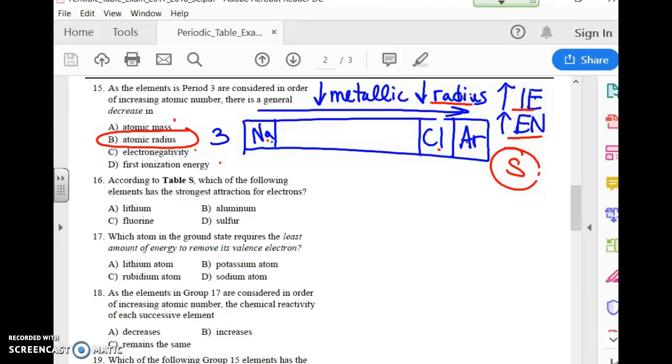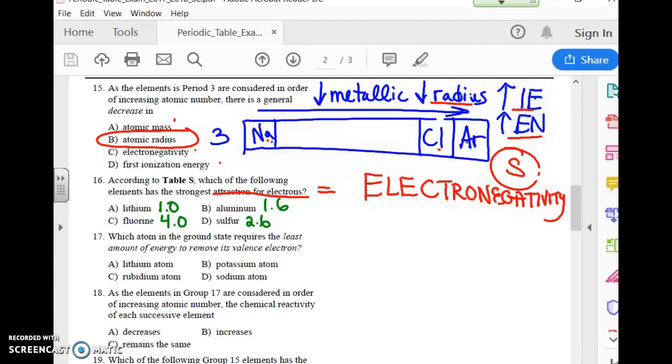Number 16, according to table S, which of the following has the strongest attraction for electrons? Remember, that is defined as electronegativity. So all you have to go and do is go to table S and look up the electronegativities, and you'll find that fluorine has the highest, therefore the strongest attraction for electrons in a bond.